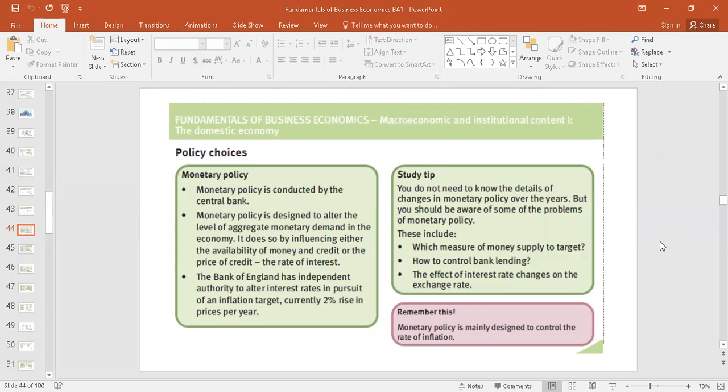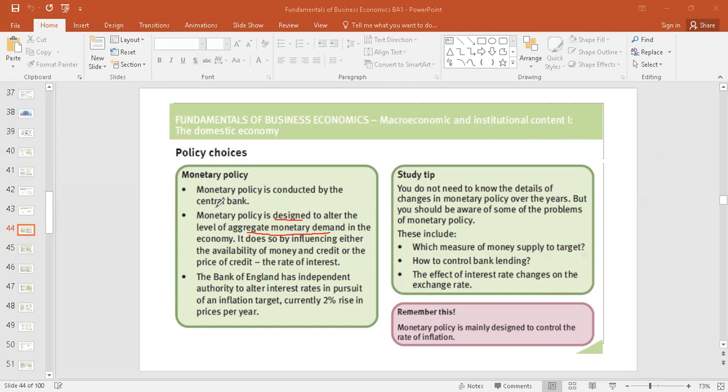So what does monetary policy basically take care of? Monetary policy is conducted by the central bank. This policy is designed to alter the level of aggregate monetary demand in the economy. So to make some changes in the total demand for money, aggregate monetary demand.